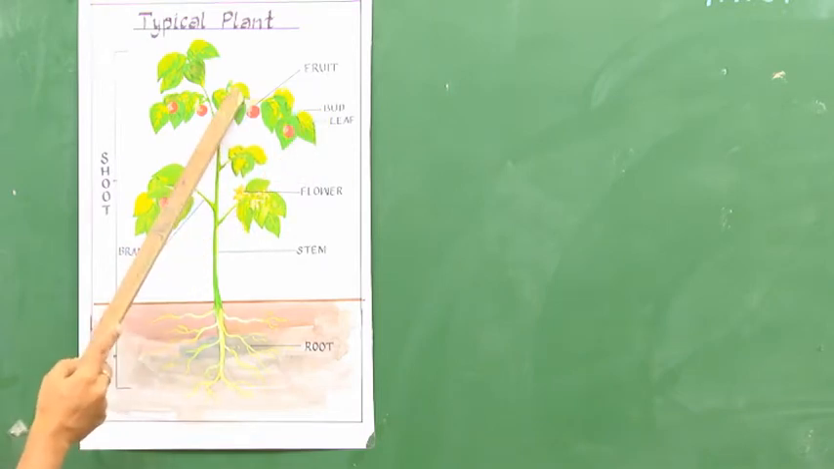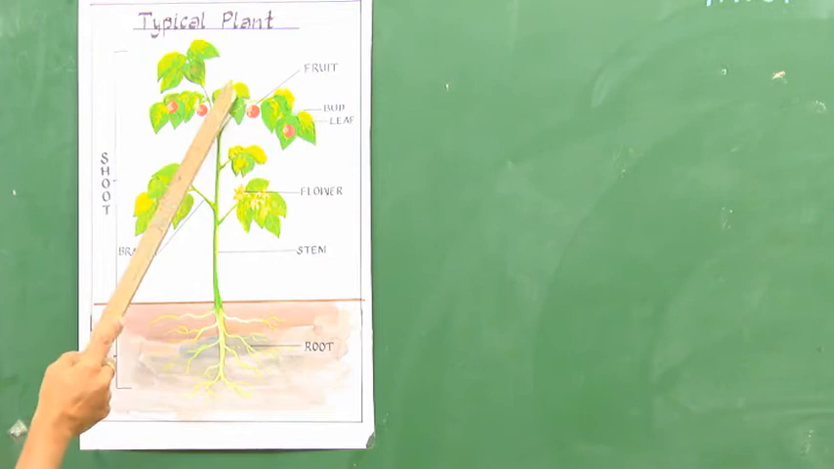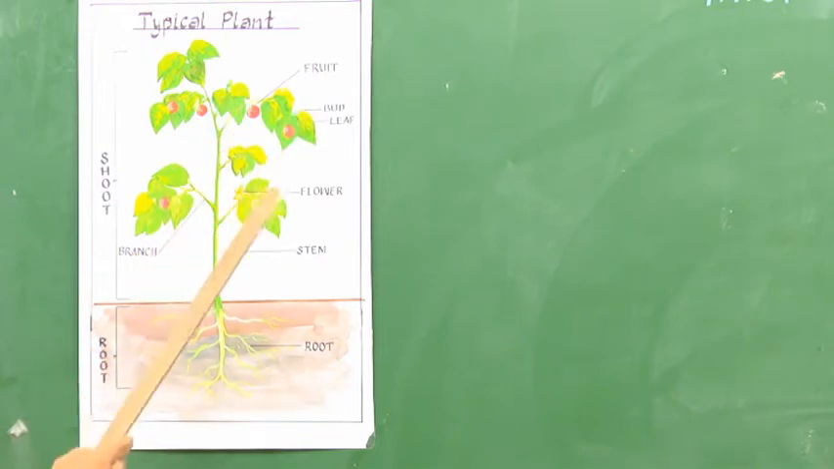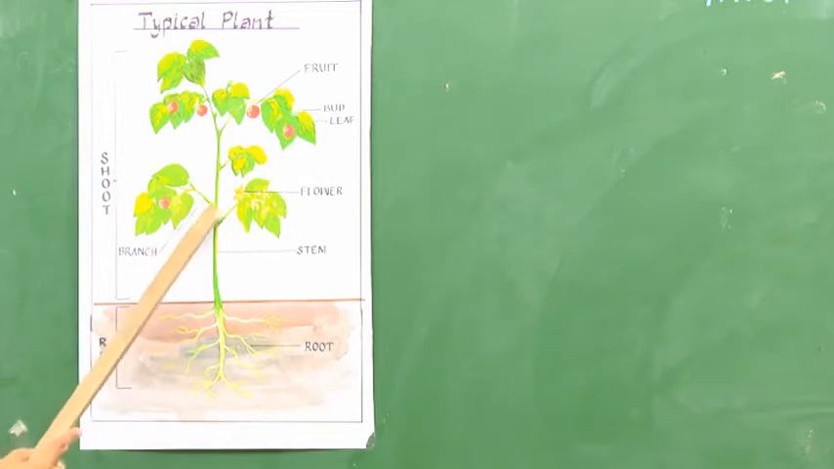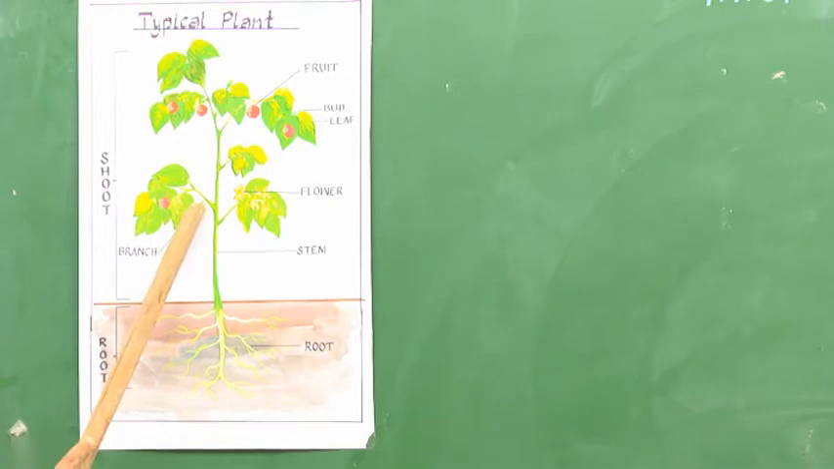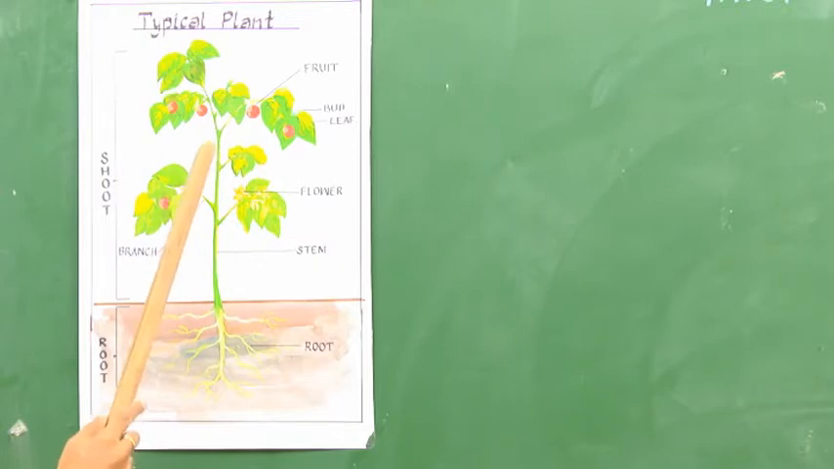Buds are unopened flowers. Within one or two days, they will bloom into flowers. And these are the branches. You can see them. Branches carry leaves, fruits, flowers, and buds. And stems carry the branches also.